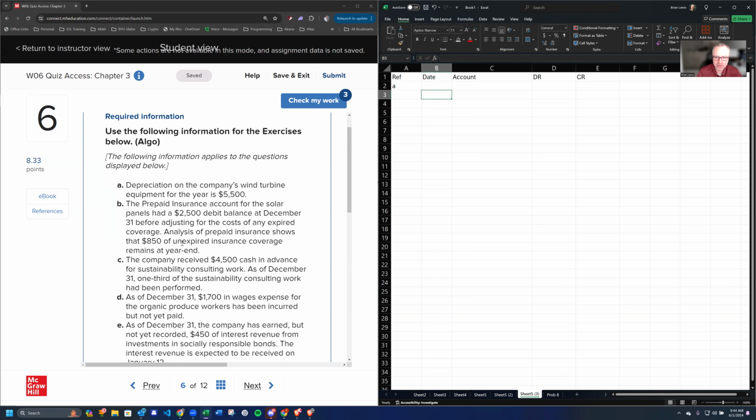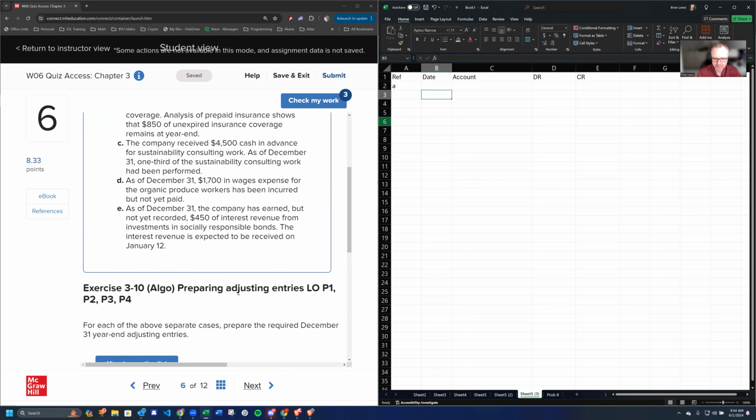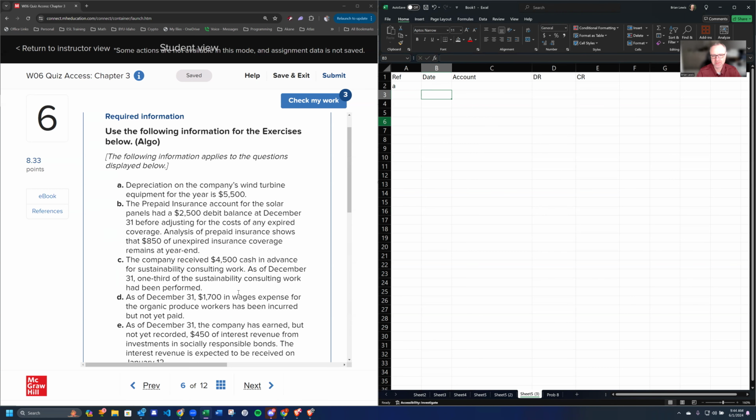All right, so on these ones, we're preparing adjusting entries again. We won't worry about the dates because they're all as of the end of whatever period. But we will worry about the accounts, debits or credits, and I'll work through this. So depreciation on the company's wind turbine equipment for the year is $5,500. So depreciation expense is going to be your first part for $5,500, and then you're going to run that to accumulated depreciation, and we're just going to call it equipment, for $5,500.